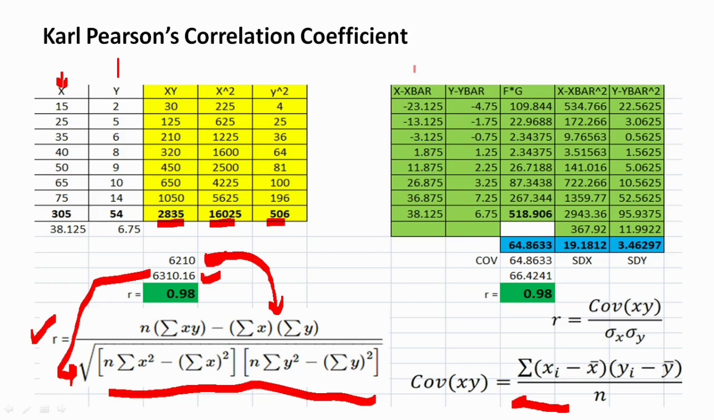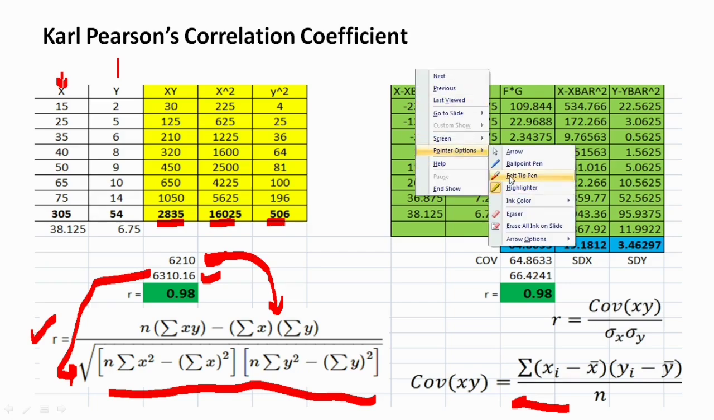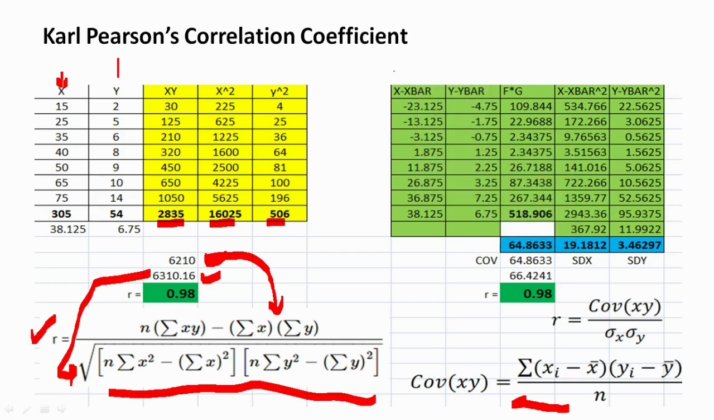So this is the xi. Here I just changed my pointer so that you can understand this in a better way. This is the xi minus x bar value. This is the yi minus y bar value. The multiplication of these two brackets, that is xi minus x bar into yi minus y bar, is given here.